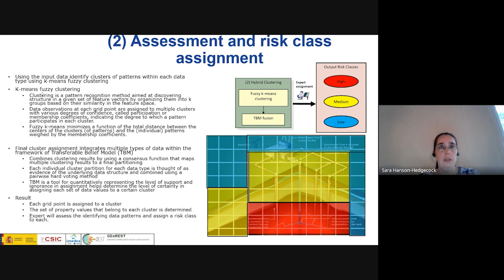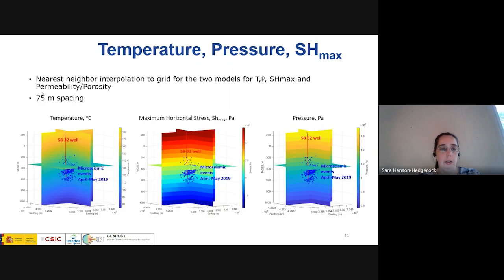So it gives you both the uncertainty analysis, but also a very good way to pull together a lot of different data sets, like we are trying to do. So these are the different properties we're using. Temperature increase with depth. I think that got flipped. Horizontal stress and pressure. This was the first well that was drilled that was treated.